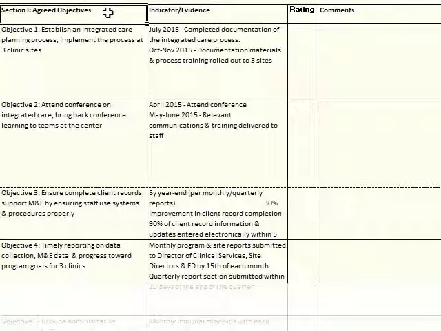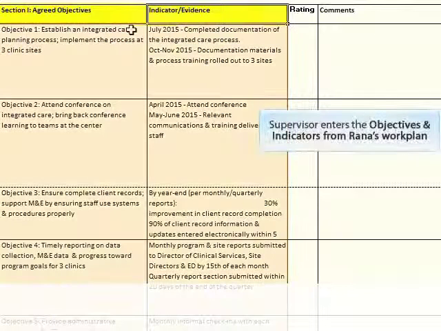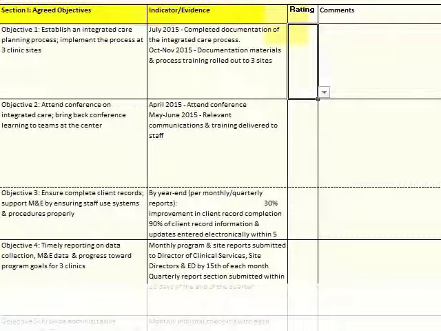Scrolling down, we come to Section 1, Agreed Objectives. Note that the work objectives and indicators from the work plan should be entered before the employee receives the form for her self-assessment and before the supervisor gives feedback. As Rana's supervisor, Gwen now rates Rana's performance toward each of these objectives. She considers specific, observable, and measurable behaviors and outcomes.